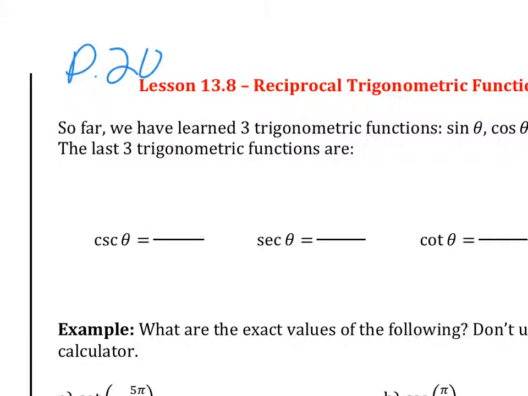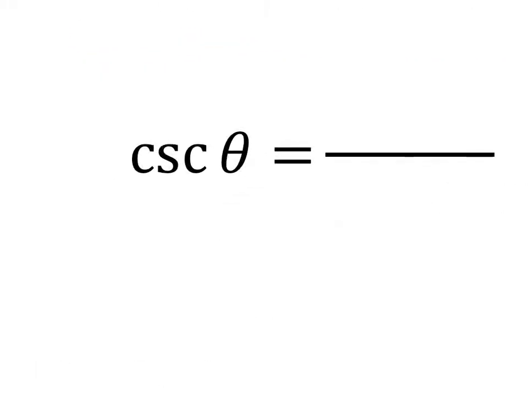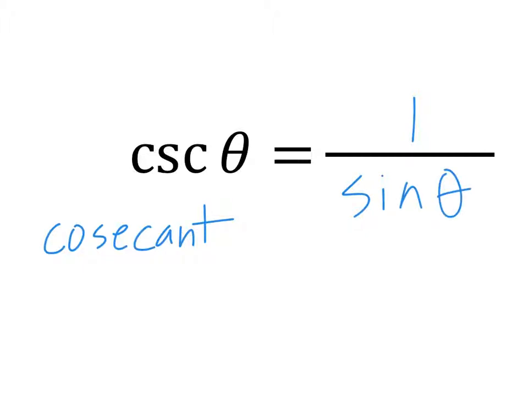Okay, first, this thing, CSC. CSC is short for cosecant, C-O-S-E-C-A-N-T. Cosecant is a reciprocal function of sine. So this means 1 over sine. Okay, cosecant means 1 over sine.